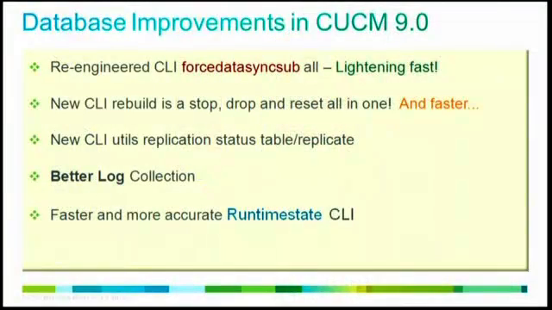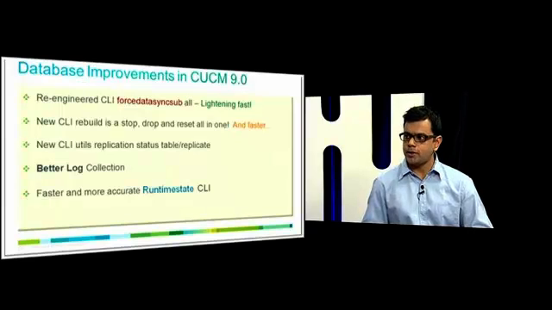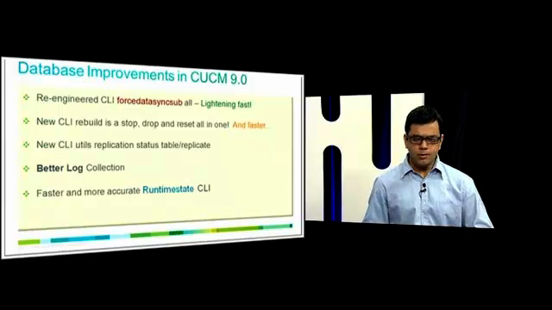So what the force data sync sub actually does is it takes a backup of the publisher and restores it onto the subscriber, or the subscribers if you're doing a reset all for that. So in the process, what happens is it's a snapshot or a backup taken from the publisher, so the services will not get updated with that. Hence a reboot or a restart of all the services is necessary for the replication to be all good. But definitely the time taken is much less as compared to what you saw prior to 9.0.